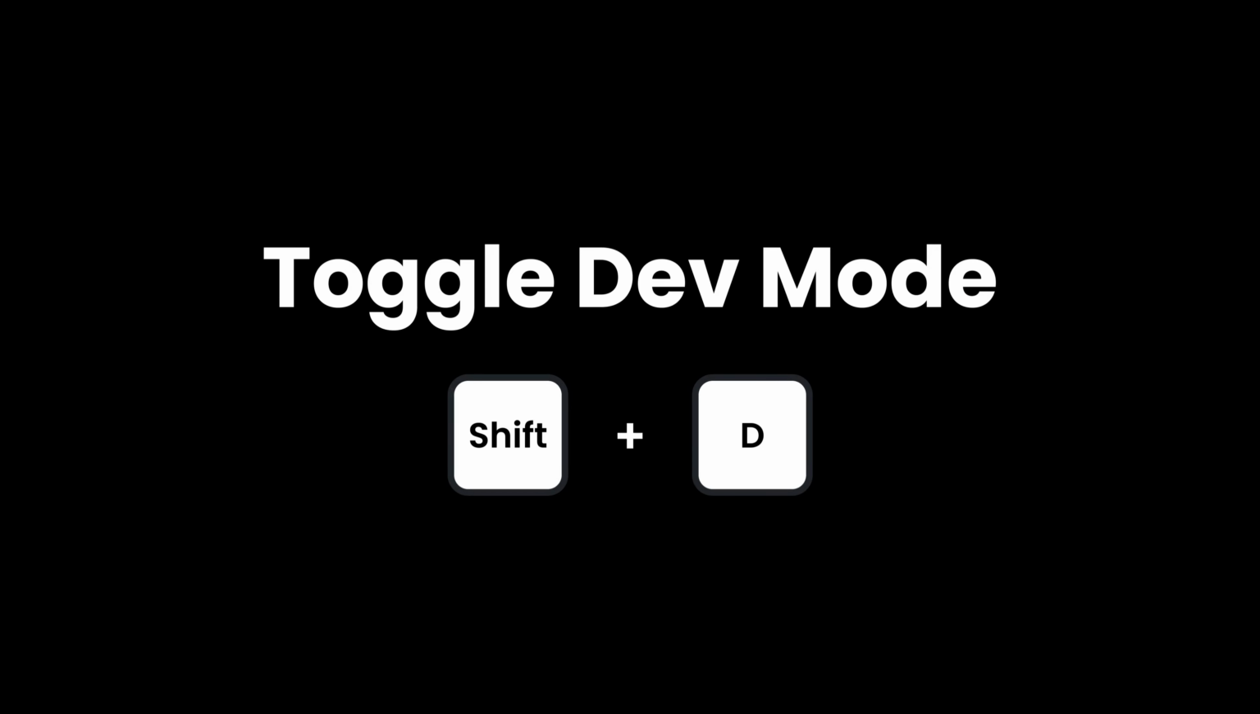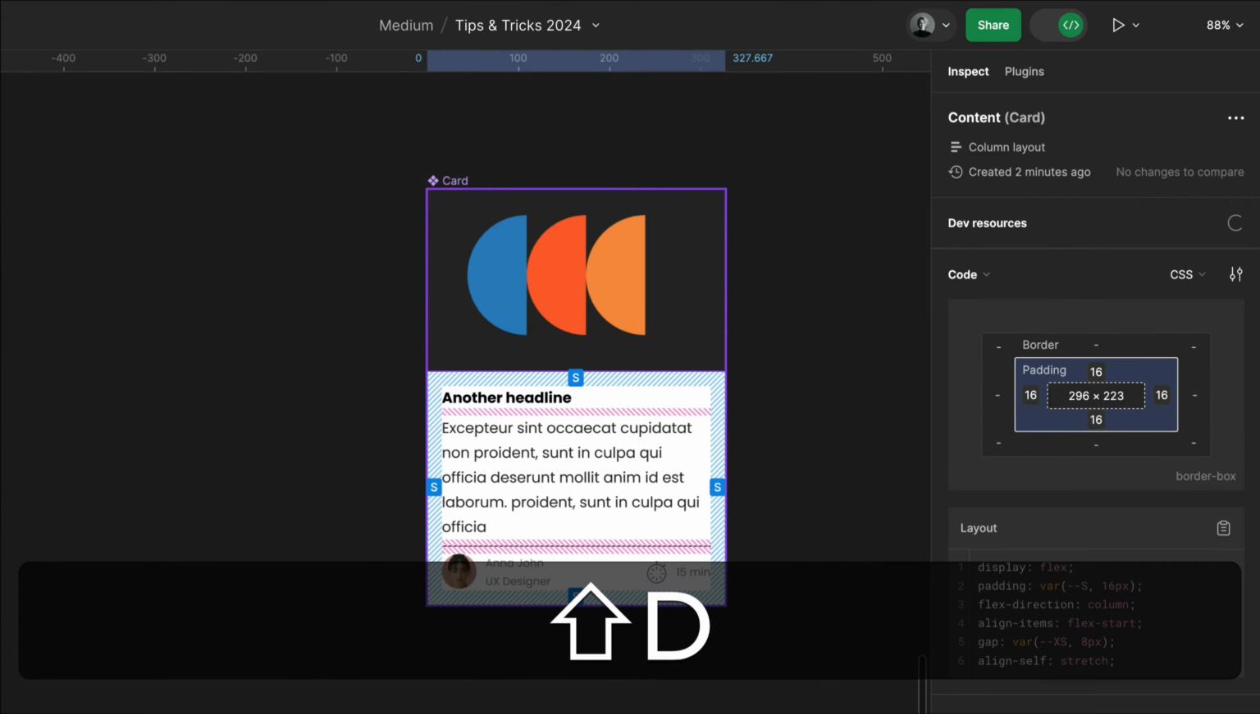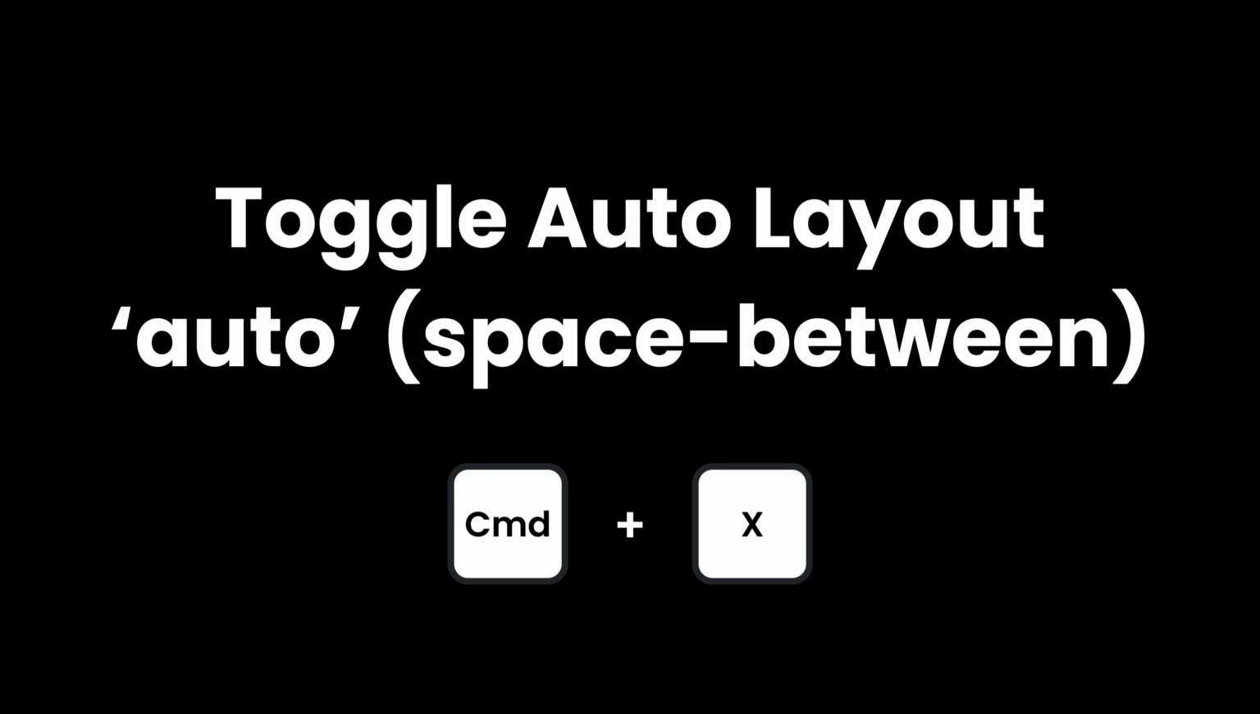Toggle Dev mode with Shift and D. While the Dev mode toggle is really handy, you can optimize your workflow by using the shortcut Shift and D.